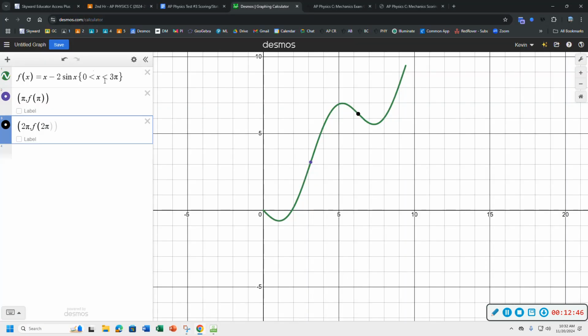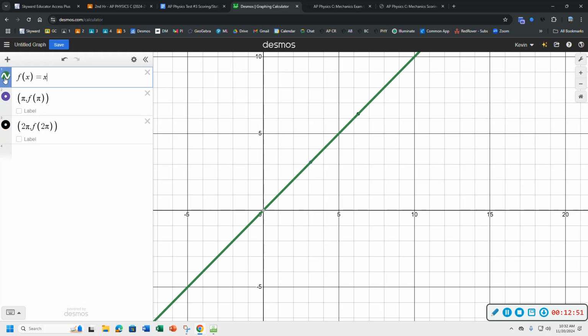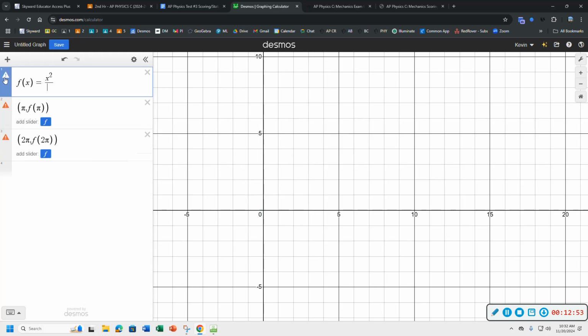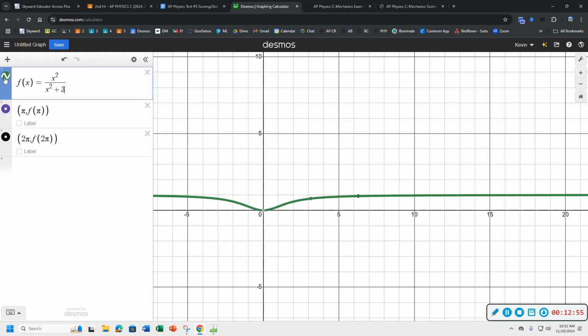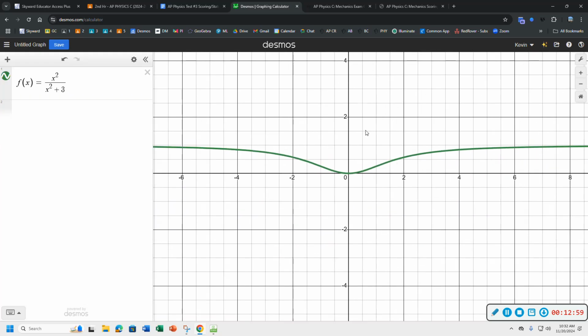Okay. Again, let's check this out. Original function, f of x is x squared over x squared plus 3. This is what our graph looks like. Am I buying that there is a minimum at 0? Absolutely. Definitely looks like a minimum. Am I buying that there is a change in concavity at negative 1? I am, because watch what happens at negative 1.